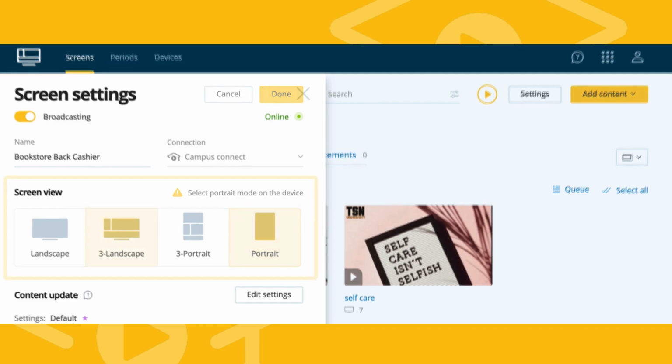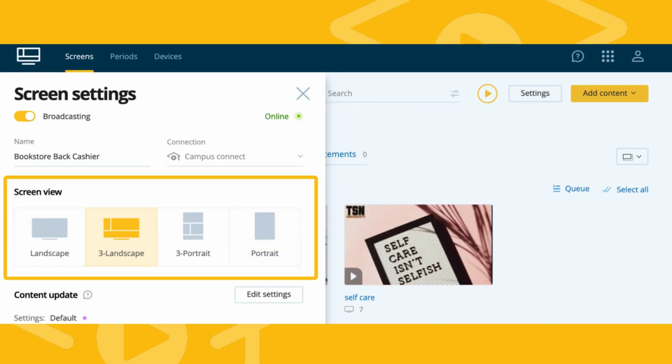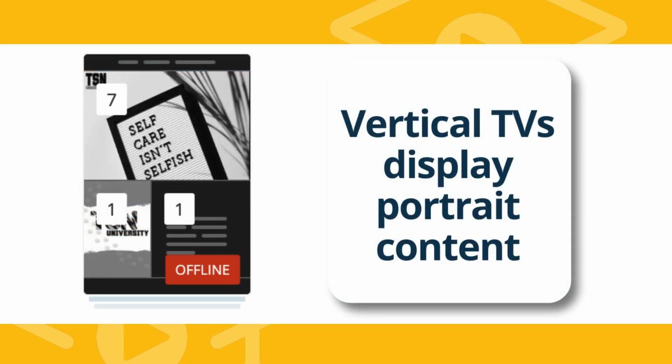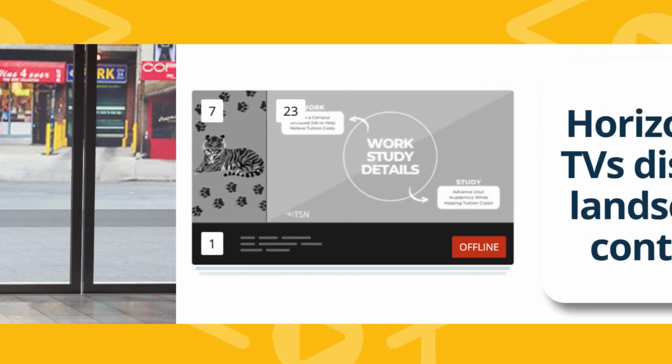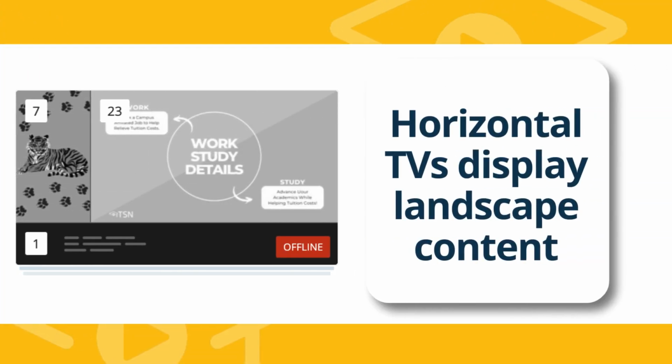Screen views match the way that the TV is mounted or sitting. So if the TV goes up and down vertically, that corresponds to portrait view settings. Use portrait settings for TVs that look like they're turned on their side. Landscape views work for TVs mounted in a normal horizontal setup.